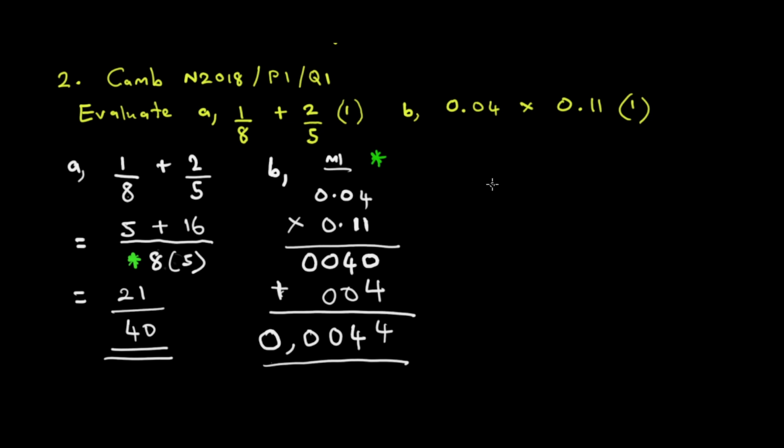Let us employ method number 2. Method number 2 is that we want to convert 0.04 and 0.11 into fractions. So we will do this using our decimal point system. So here we have units, tens, hundredths, units, tens and hundredths.